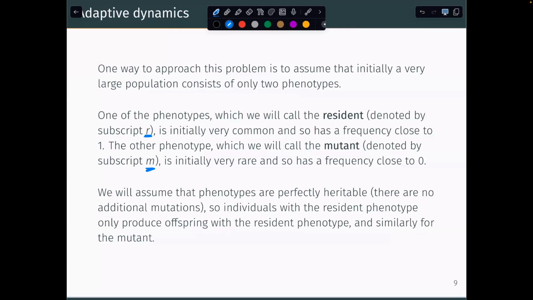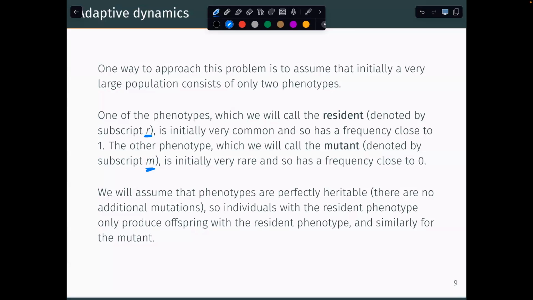This is a little bit like competition in our evolutionary game theory setup where we had two strategies. Here we've got these two phenotypes, our resident and our mutant, and we're thinking about the extremes of what happens when one of these strategies, the mutant, is very, very rare. Can it invade? It's a little bit like when we were looking at our evolutionarily stable strategies as well. So this is where this link comes in.